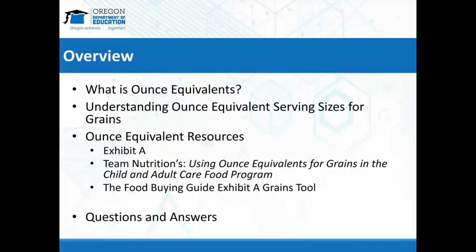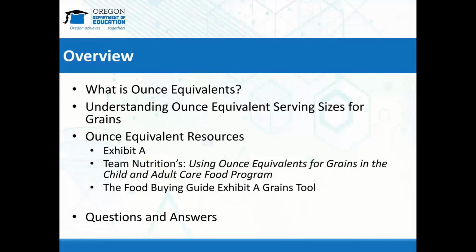Finally, we will go over in depth 3 different resources that can be used to determine whether your grain items are meeting ounce equivalent serving size requirements. So these are Exhibit A, Team Nutrition's Using Ounce Equivalents for Grains in the CACFP handout, and the Food Buying Guide, Exhibit A's Grains tool. So the first 2 are available for you to download. The third one is a web-based tool, so we'll be taking a look at that.